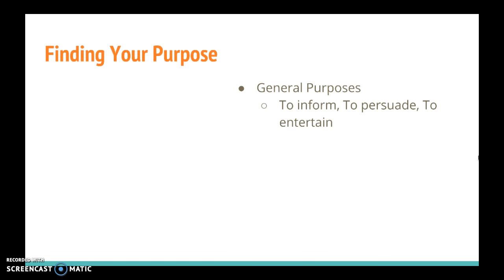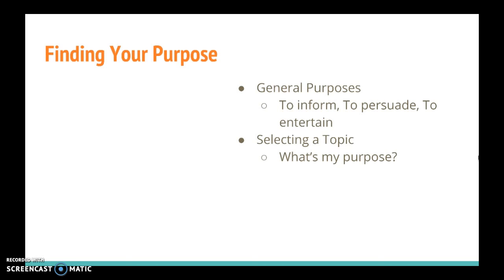Thankfully for you, I've already told you which general purpose you're going to be doing in each speech, right? So for the first speech, you'll be informing your audience. For the second speech, you'll be persuading them, and then you'll be entertaining them for the last speech. So this part, you don't even have to worry about. I took care of it for you. You're welcome.